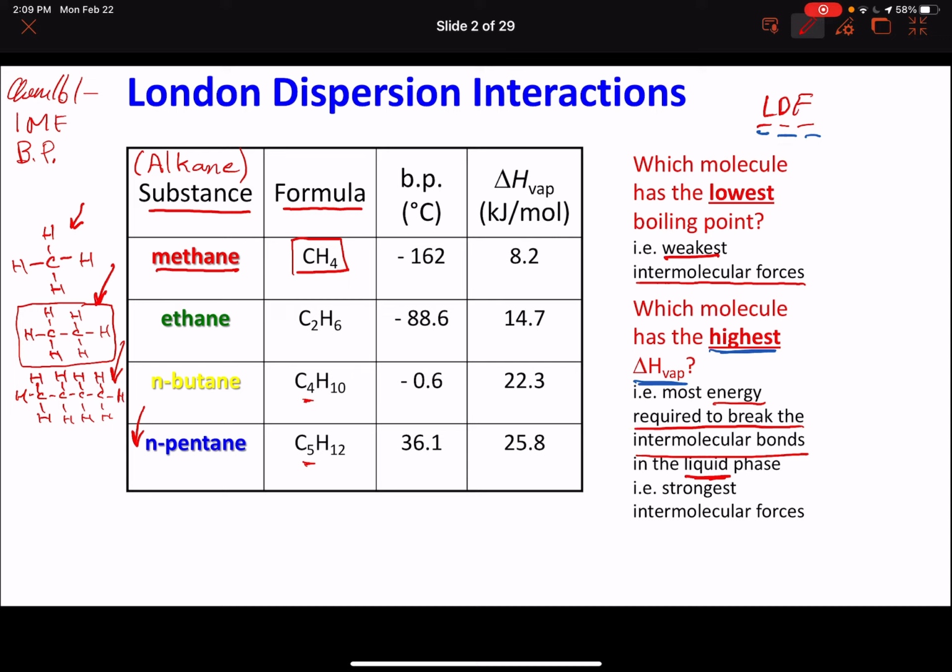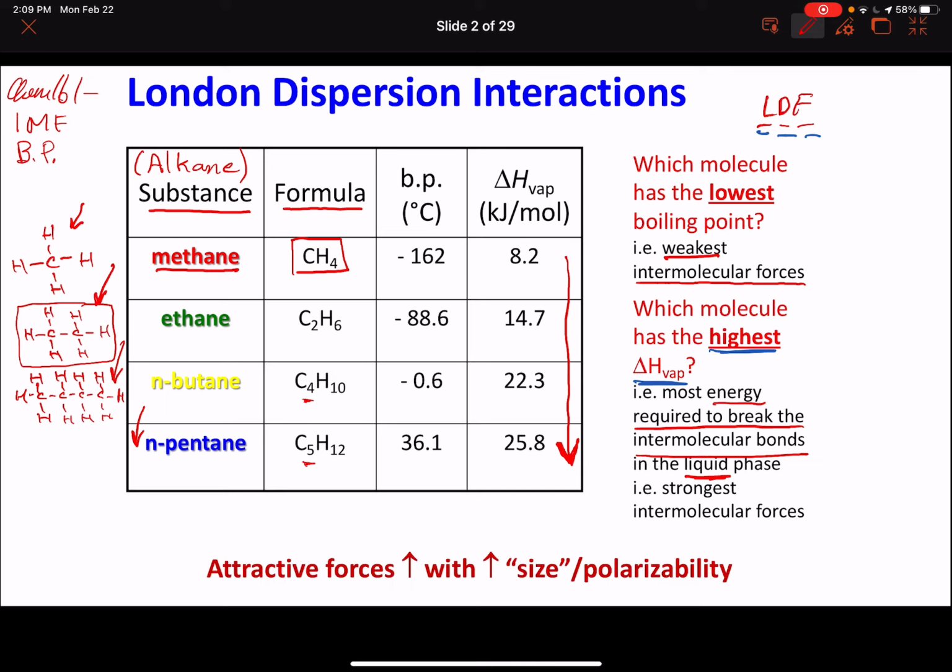at your body temperature, this would boil right in your hand. Now, the energy required to vaporize 1 mole of the material is listed here as a kilojoule per mole value, and you can see that the values increase as we extend the alkane chain down the series from methane to pentane.